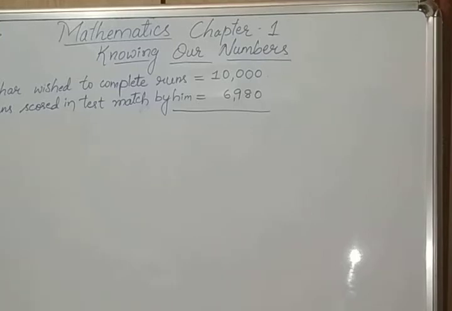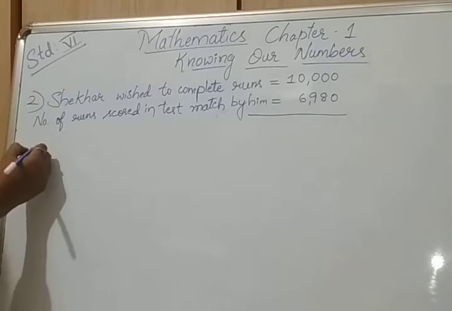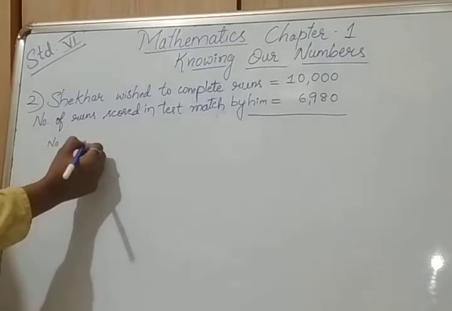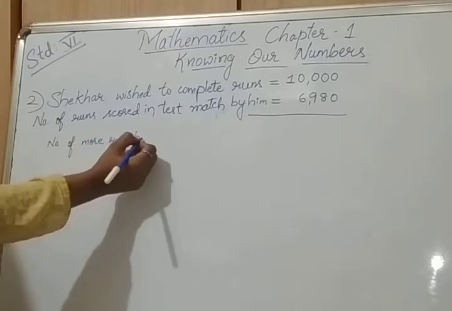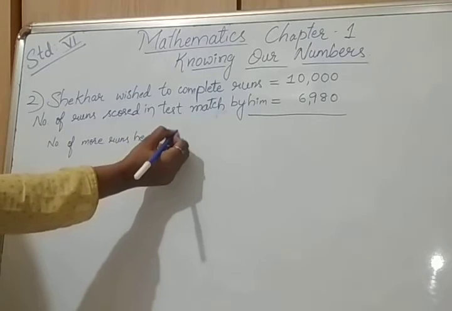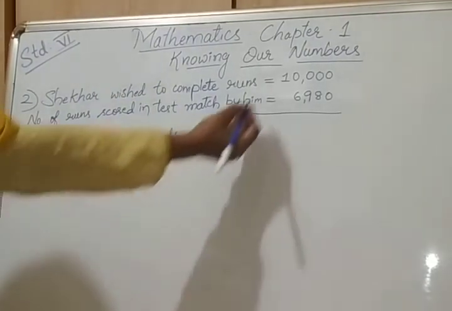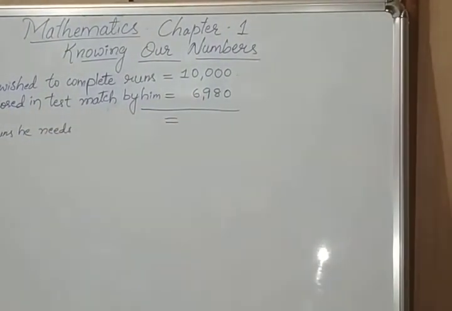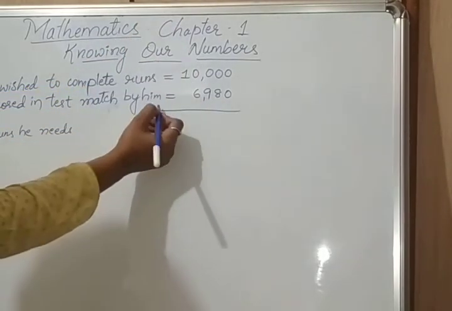How many more runs does he need? Therefore, number of more runs he needs is equal to, write down. See, he needs means we have to minus here. Here we have to subtract this one. So write down the subtraction sign there.